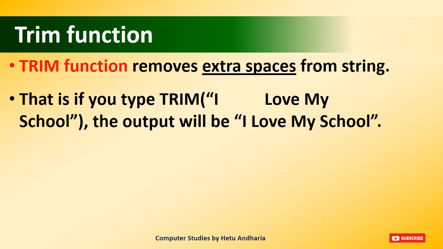The TRIM function is a very useful function because many times we make a mistake in adding space between the words. Suppose I type "I love my school", I may give more space between I and love, and between love and my I may give 2, 3 spaces also. By mistake I can do this. So it's a very good function. If you use it, it will remove all the extra space from between, and in the output it will leave exactly 1 space between the 2 words. Syntax is simple: equal to TRIM into bracket the cell address.